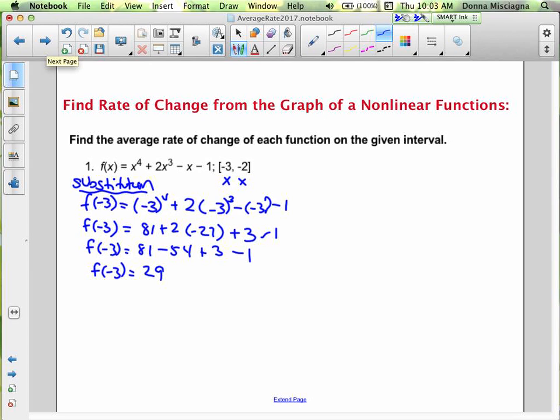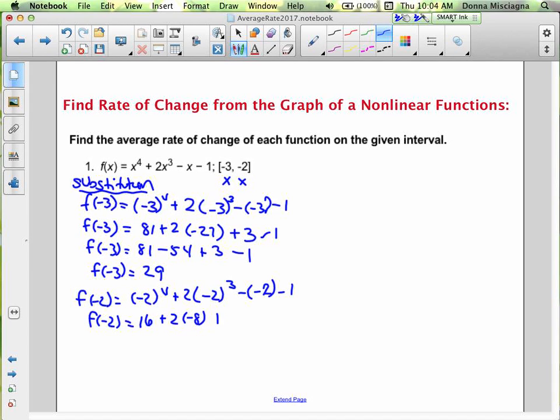Right? And then we're going to do the same thing again to get f of negative 2. So negative 2 to the 4th plus 2 times negative 2 cubed minus negative 2 minus 1. So f of negative 2 equals 16 plus 2 times negative 8 minus a negative 2 is a plus 2 minus 1. So f of negative 2 is going to be 16 minus 16 plus 2 minus 1. So 16 minus 16 is 0. 0 plus 2 is 2. 2 minus 1 is 1. So f of negative 2 was 1. Right? So you should put that in your notes.